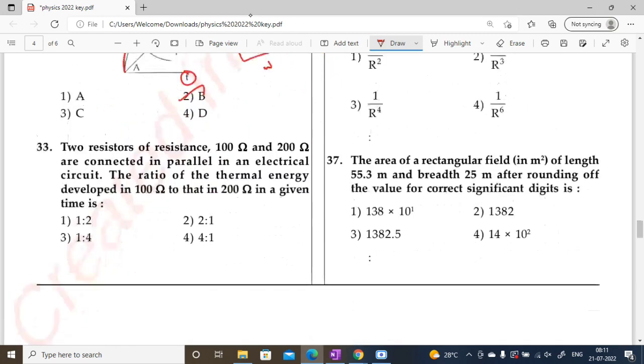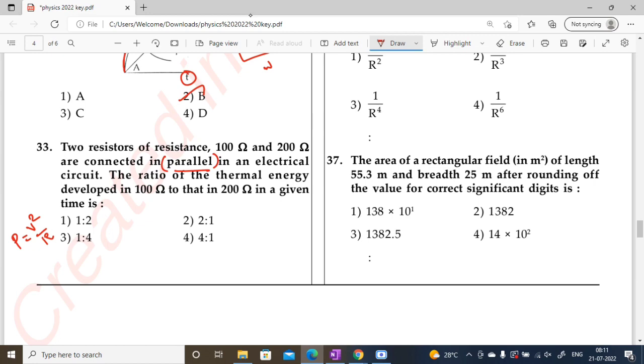Two resistors of resistance 100 and 200 ohm are connected in parallel in an electrical circuit. The ratio of the thermal energy developed, right? So we know that power is equal to V square by R, and power is inversely proportional to resistance in this case, because the resistors are connected in parallel, guys. If it would have been series, I would have taken the current relation I square R. But here, the resistors are connected in parallel, so the potential difference remains constant. So I'm choosing this, right?